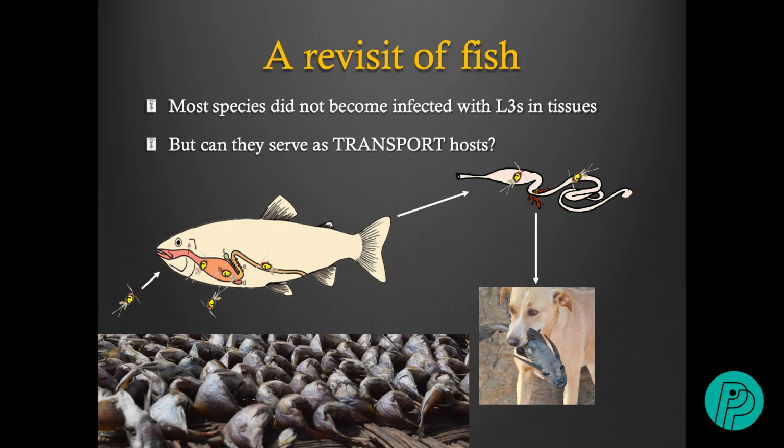So again, let's go back to the fish. So all the experimental studies, the field studies really showed that it was difficult to find larvae in the tissues of these fish, at least for all of the species except for the one species of catfish, the Synodontis. But the thought was maybe they could be serving as transport hosts. And the difference here is just simply fish are consuming large numbers of copepods. Some of those copepods could be infected.